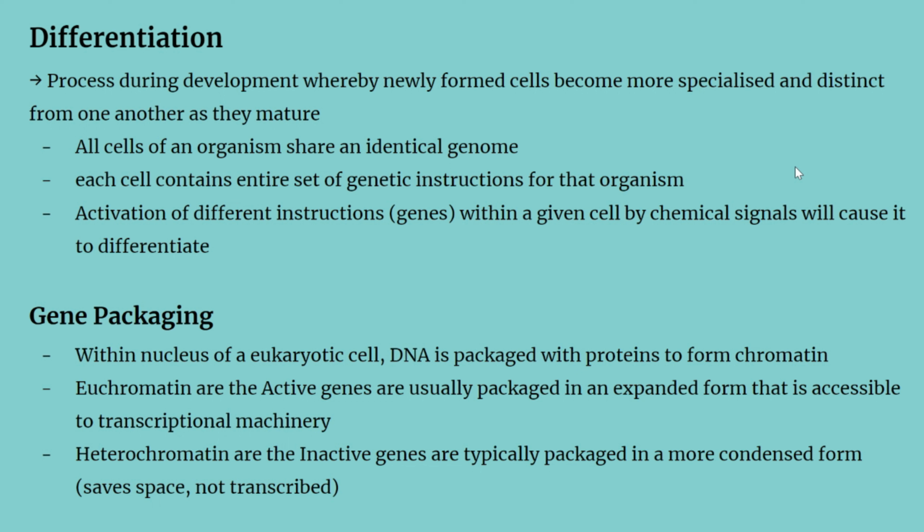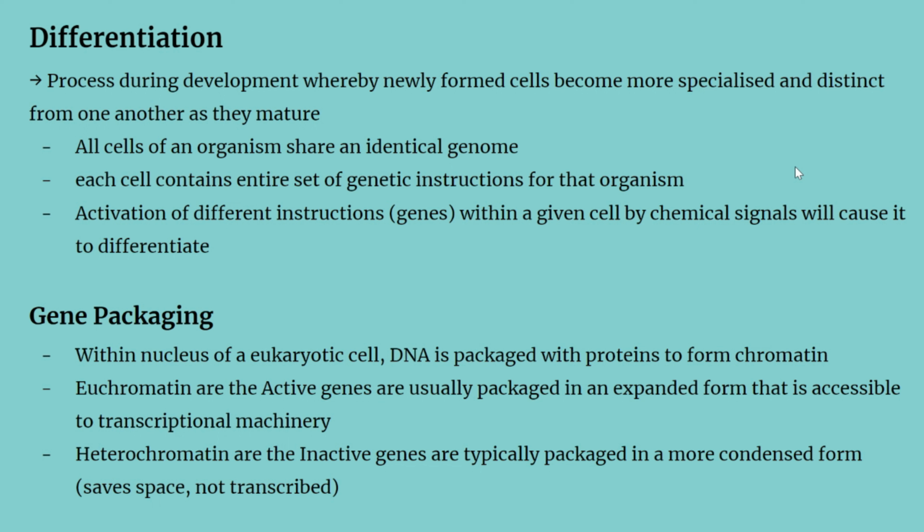So, gene packaging, this is where it comes in. Within the nucleus of a eukaryotic cell, which is found in organisms as compared to prokaryotic cells, which are, for example, bacteria, DNA is packaged with proteins to form chromatin. These proteins are called histone proteins, which you will learn about later in the chapter. And so you have two kinds of gene packaging of chromosomes: euchromatin as well as heterochromatin.